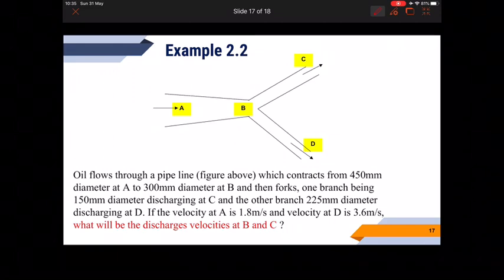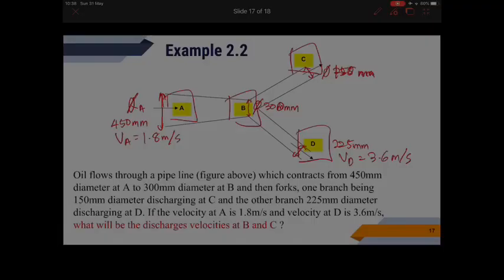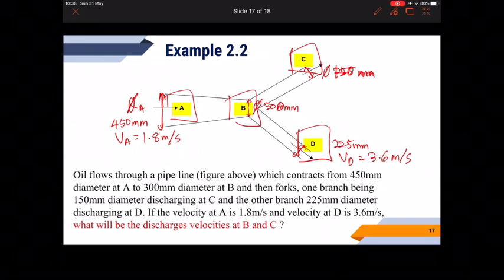Let's have this example. It wants us to carefully check what the fluid properties are at point A, point B, point C, and point D. What will be the discharge velocity at point B and C? Okay, so I put it smaller here so that we can analyze.